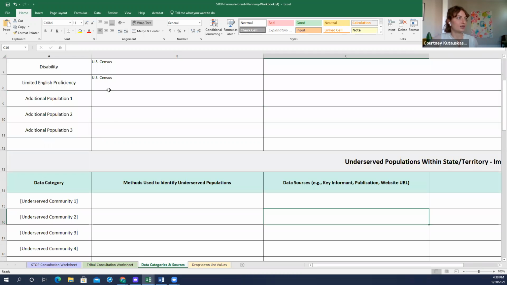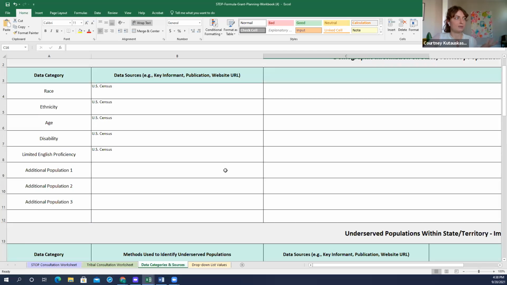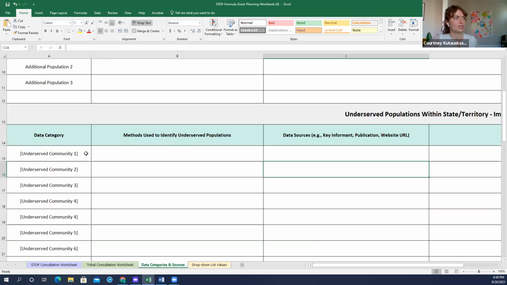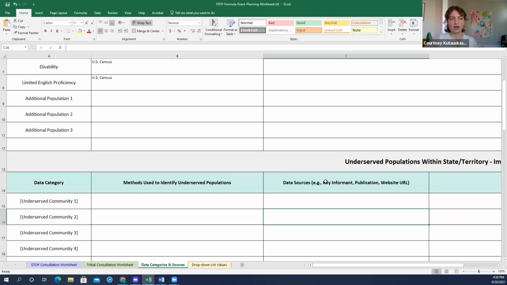So there's space to put other information and where you got the data. Again, also how you identified underserved populations. And two, we have a glossary of terms if you do need the definition of what an underserved versus population specific or culturally specific organization is. So we can put that in the chat too.